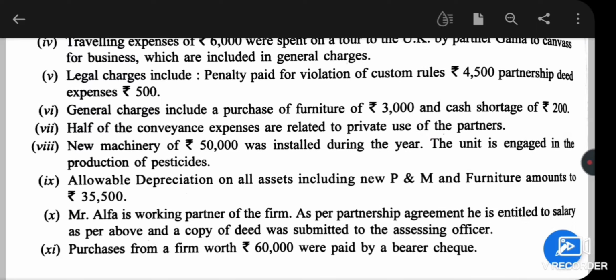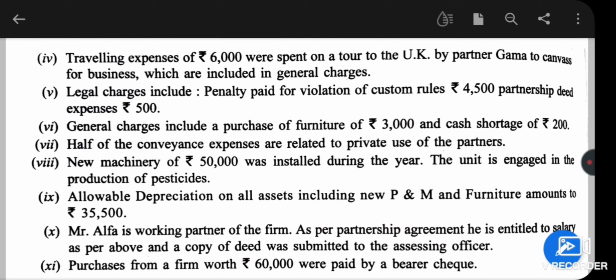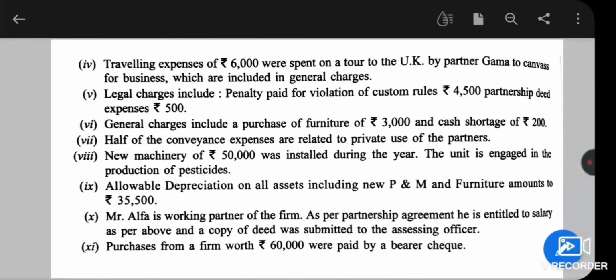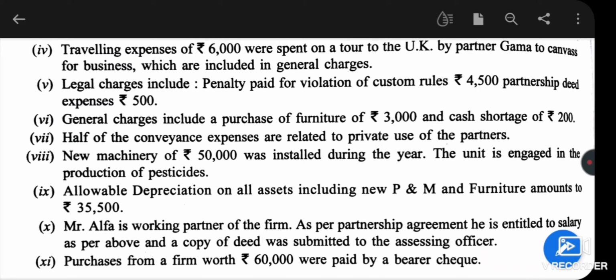And then new machinery of rupees 50,000 was installed during the year. And again, if you're installing a new machinery, if it's not recorded in the profit and loss account, then you don't have to do anything with it. You can ignore it. However, if new machinery was recorded in the profit and loss account, then it would be disallowed. It would have to be deducted because, again, it's relating to capital.